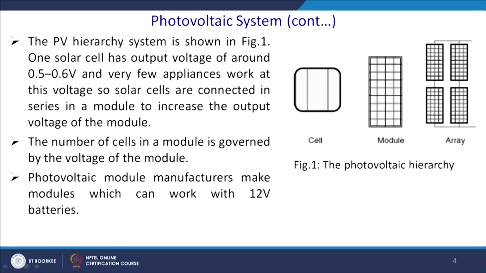One solar cell has an output, around a diode, of 0.5 to 0.6 volt. Very few applications work at this voltage. So, solar cells are connected in series in a module to increase the output voltage of the module. The number of cells in a module is governed by the voltage of the module. Photovoltaic module manufacturers make modules such that they work with 12 volt batteries.